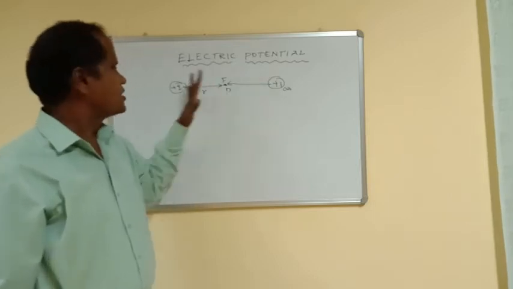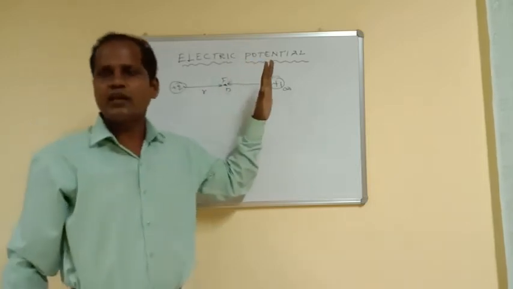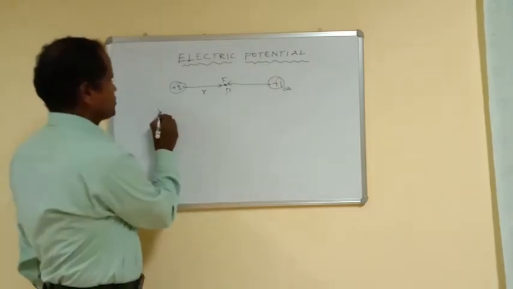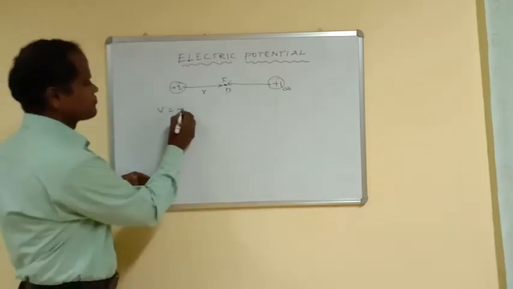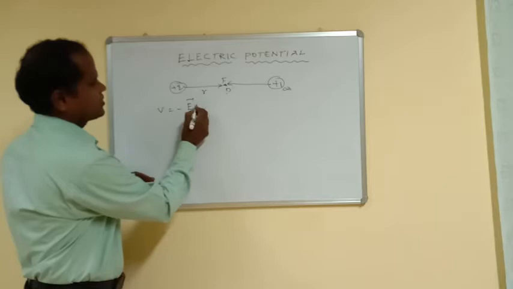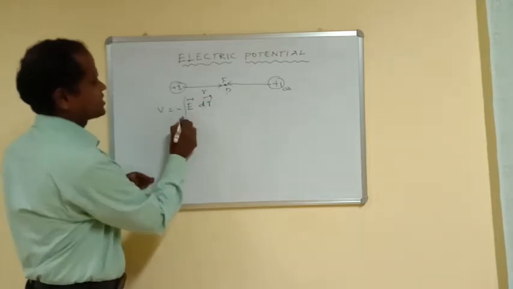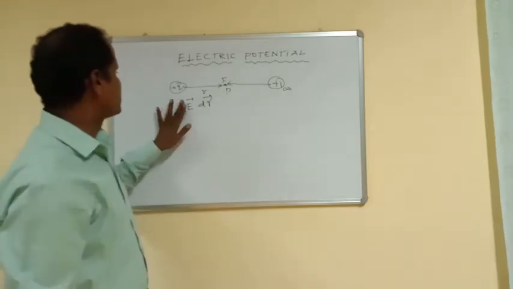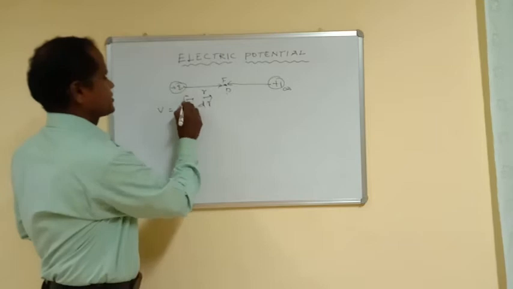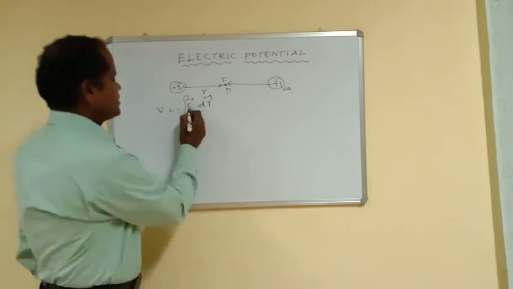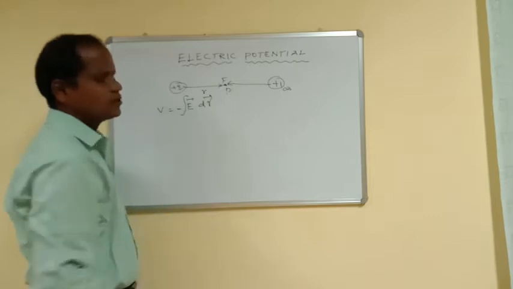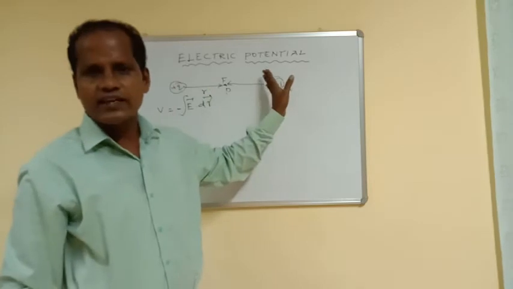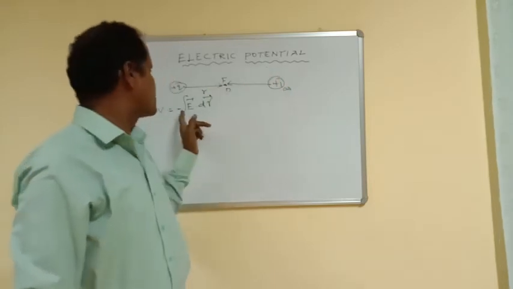Next we are going to derive the expression for electric potential. In general, the electric potential formula is V is equal to minus integral of E vector dot dr vector. You can also take it as a line integral. You know very well the minus sign is used because the work is done against the electrical force. So that's why we are using this minus sign.